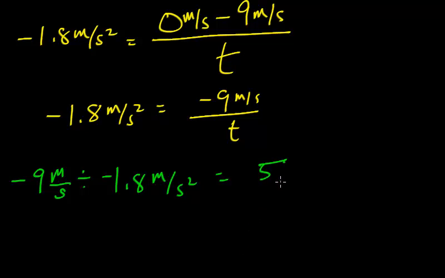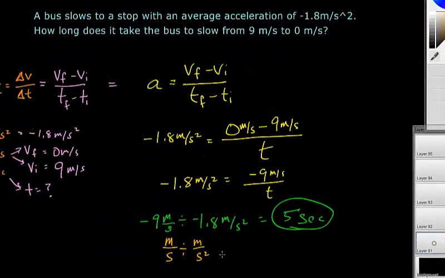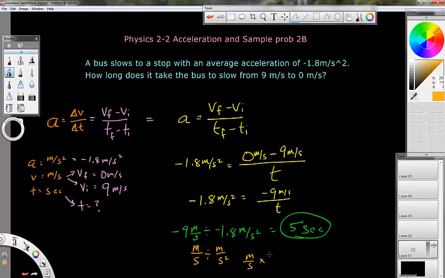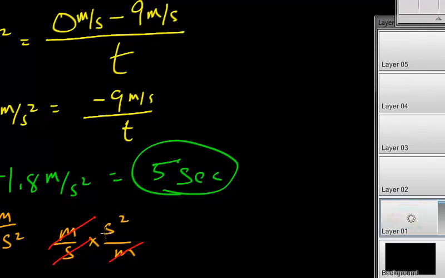And I ask you, 5 what? Well, it would be 5 seconds. And here's why. Just want to show you how these units all play out here. If I look at meters per second and I divide that by meters per second squared, I would flip this second fraction. So it would turn into meters per second times seconds squared over meters. And now you can see what happens here. The meters will cancel. One of the seconds here will cancel one of the seconds up here, and there are 2 of them, so one of them will cancel. The only unit left is seconds. That's why this winds up being 5 seconds here.